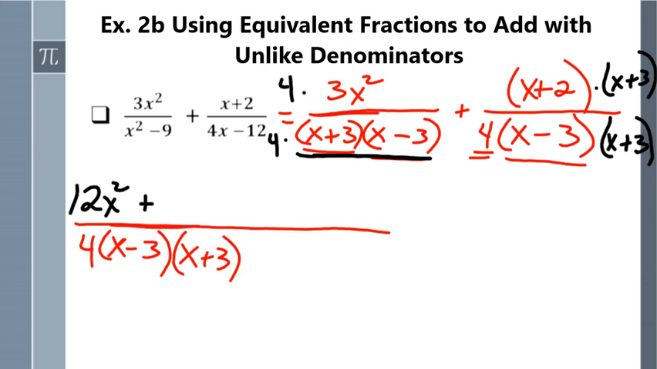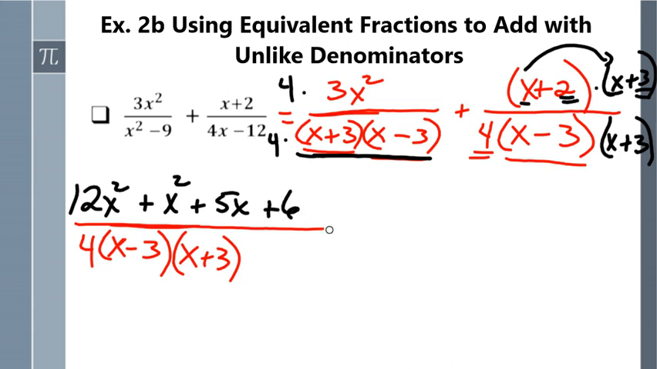And so if I FOIL this, I have x times x, that's your x squared. 2x, or 2 times x is 2x. X times 3 is 3x, so 2x plus 3x is 5x. And then I have 2 times 3 gives me 6. And from this point, all I need to do is add like terms in the numerator.